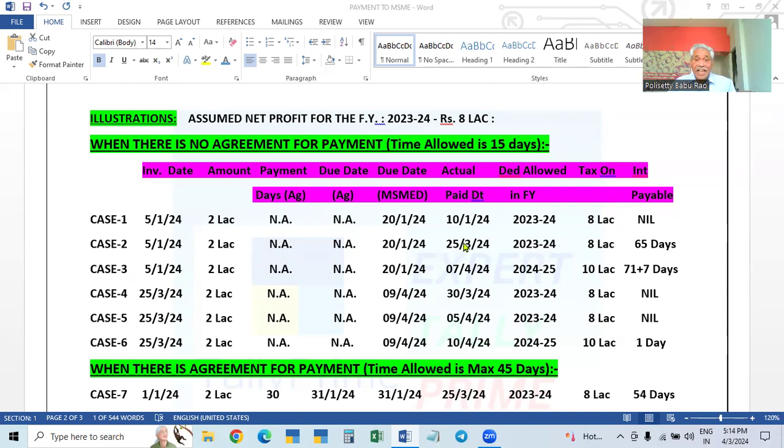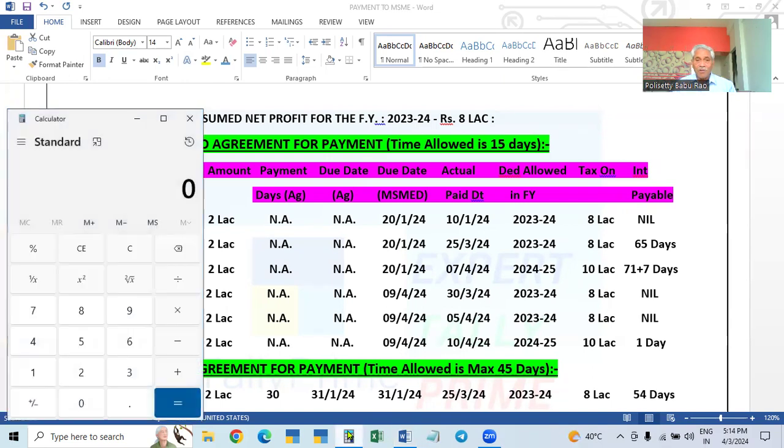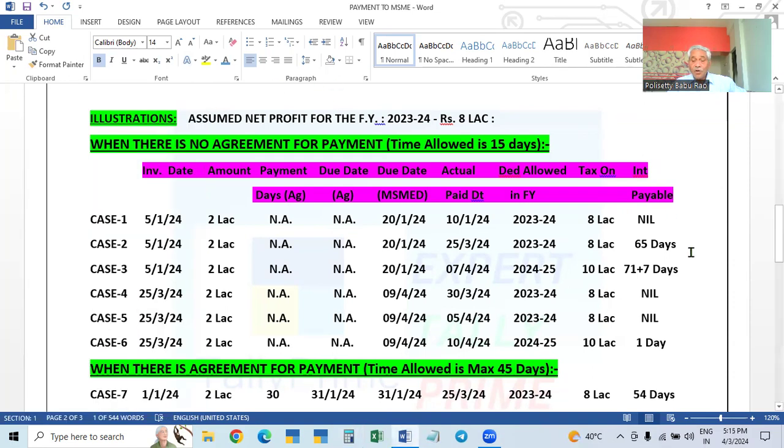But there is a delay. The due date is 20 January, and it is paid on 25th March. I'll show you one example, for one problem I will do. In January there are 11 days, plus February 29 days, this is a leap year, and March 25 days. Total will be 65 days. So 65 days interest he has to pay.